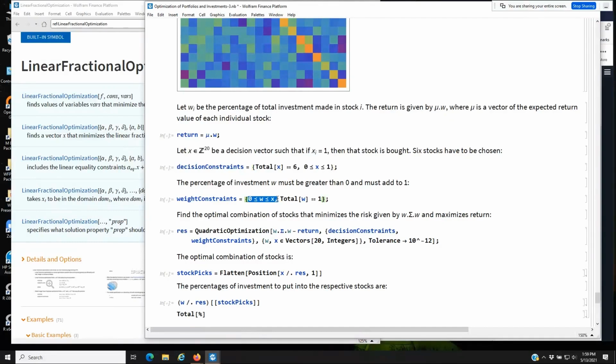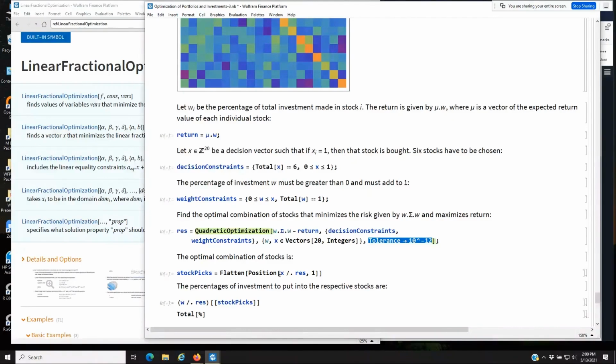Our weight constraints: each W is going to be upper bounded by X. Remember, X takes a value of 0 or 1, and W is a proportion. And also, the total of the W must be 1. So what I'm trying to do here is minimize the risk, and minimizing the negative return is maximizing the return. It's a function now of 2 vectors, the allocation vector, W, and the decision vector, X. They're both vectors of length 20. This can go on for quite a while, so I'm choosing a very small tolerance, 10 to the minus 12.